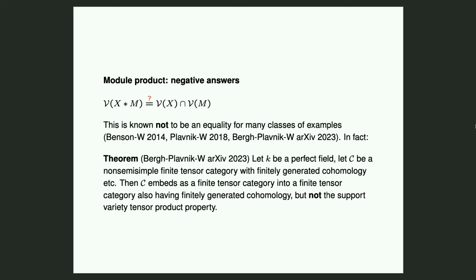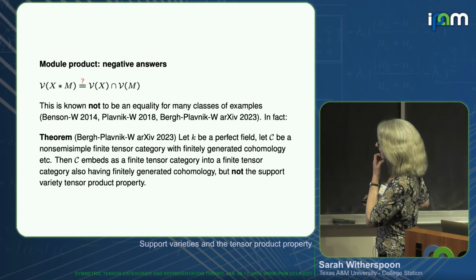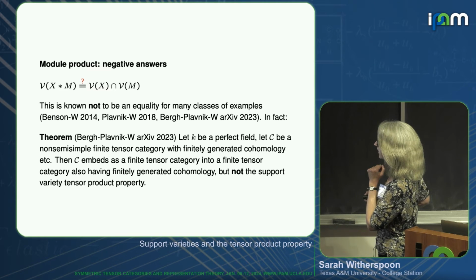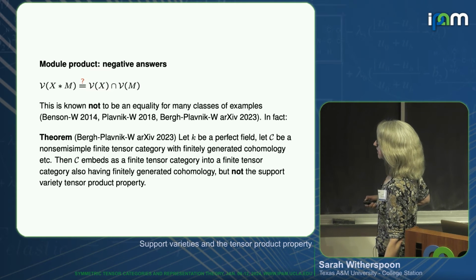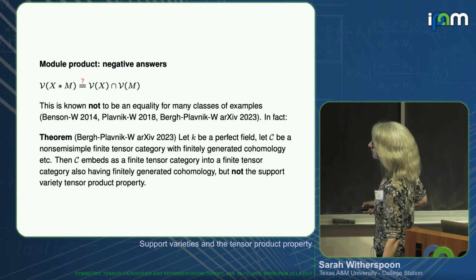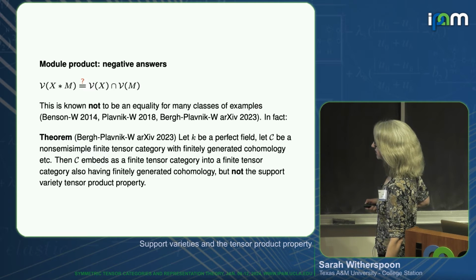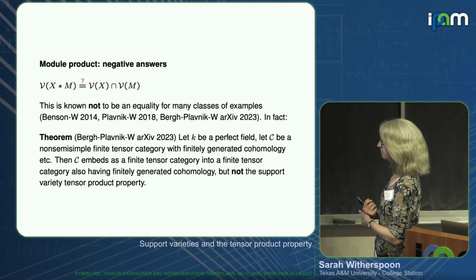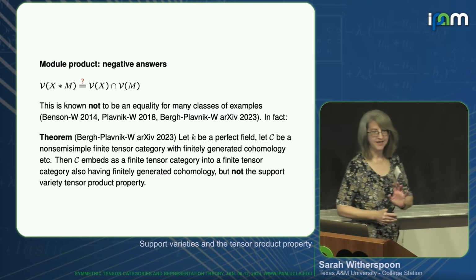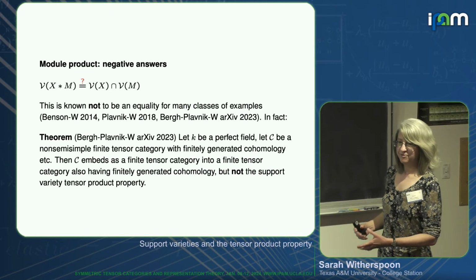The way it's stated is maybe not as helpful as it was intended to be. So we're going to let K be a perfect field, and I'll explain why maybe on the next slide. You could take it to be algebraically closed if you like. C is a non-semi-simple finite tensor category with finitely generated cohomology. Then the statement is that C embeds as a finite tensor category into a finite tensor category also having finitely generated cohomology, but not the support variety tensor product property. So that's the statement. It doesn't really give you a whole lot of information.